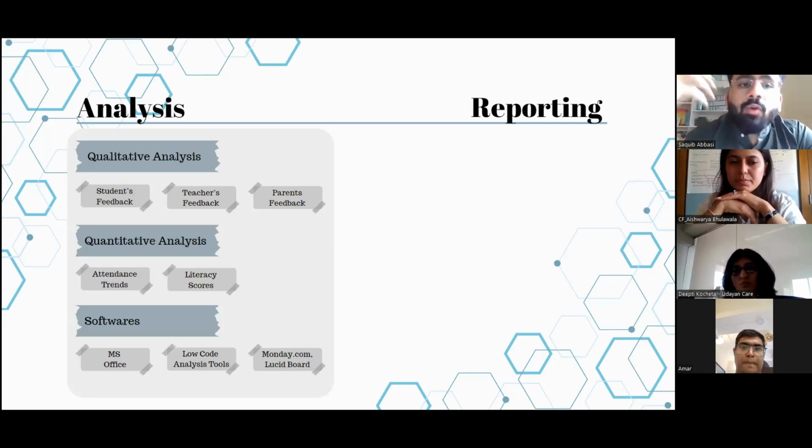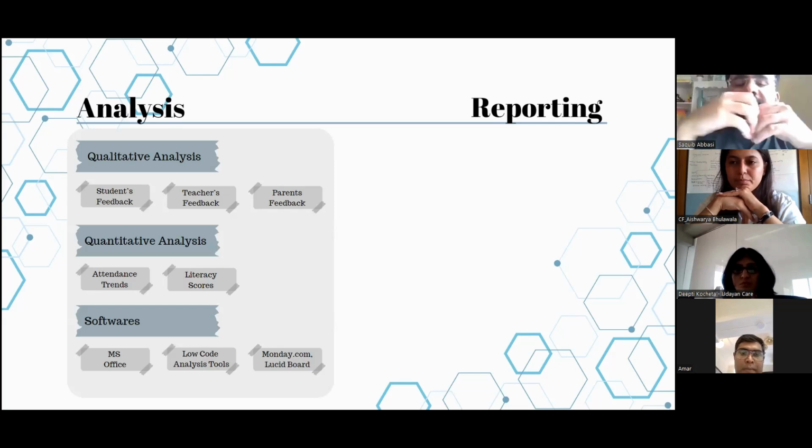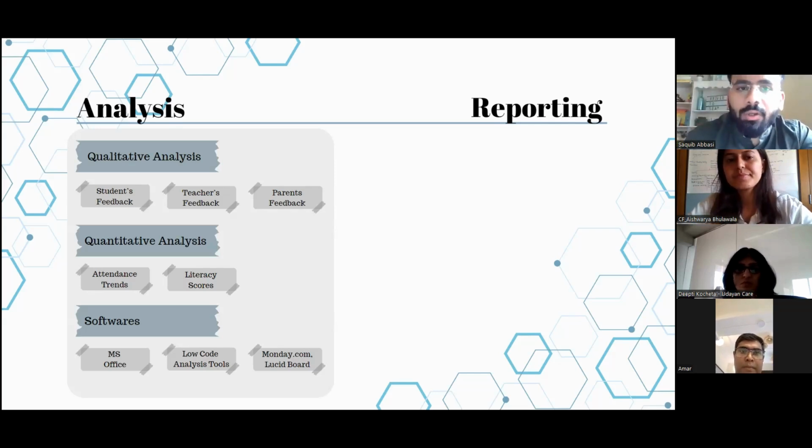To make these happen, we might need to use different software. Again, it depends on the project that you are doing and the scale and the capacity that you have. For something like this, maybe an MS Office suite itself might suffice, like ensuring that all the data is there on Excel or Google Sheets.